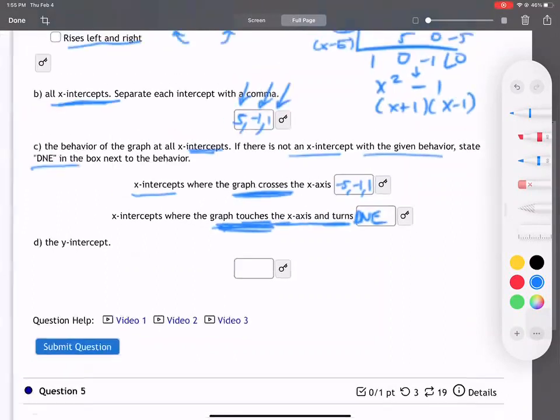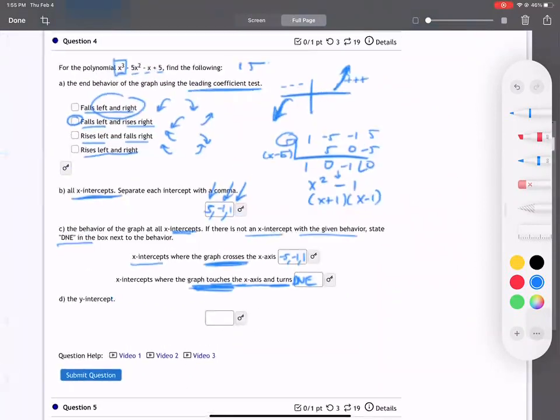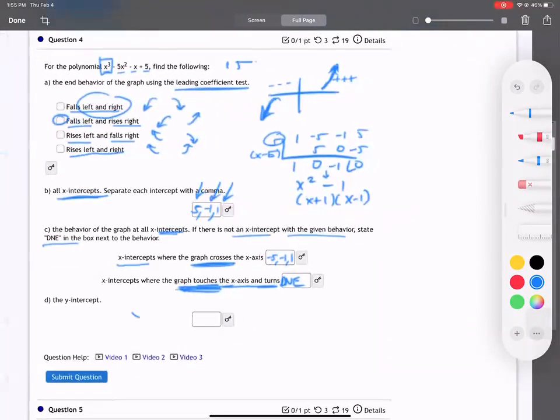Okay. What's the y-intercept? The cool thing about this problem, the y-intercept is when I plug in x equals 0. If I plug in 0, 0 cubed minus 5 times 0 squared minus 0 plus 5. If you guys are looking for the y-intercept, it's just the last number. Because if I plug in 0, everything else goes to 0. That's 5. And you're done.